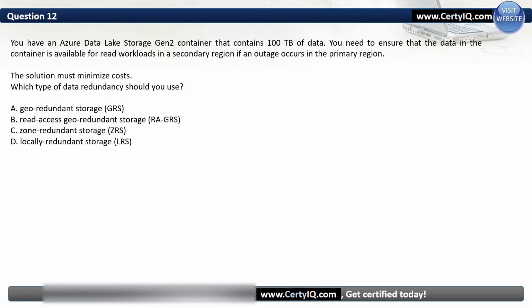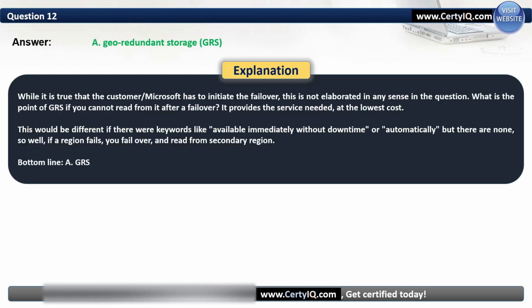The correct option is A. Geo-redundant storage. While it is true that the customer/Microsoft has to initiate the failover, this is not elaborated in any sense in the question. What is the point of GRS if you cannot read from it after a failover? It provides the service needed at the lowest cost.